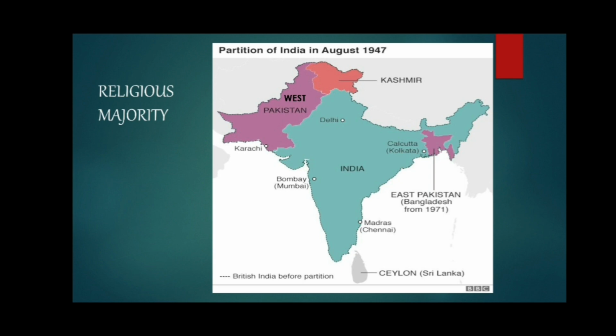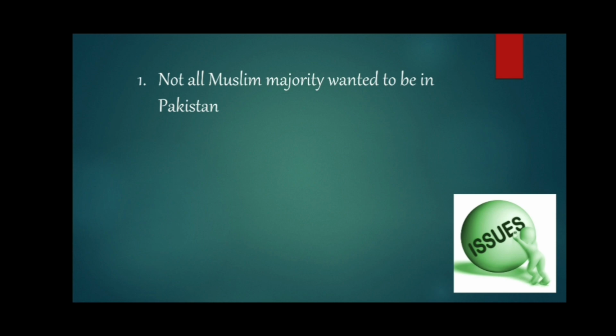This basically means that areas where the Muslims were in majority would make up the territory of Pakistan. The rest was to stay with India. Now, this idea might appear pretty simple, but it presented a lot of difficulties. First of all, not all Muslim majorities wanted to be in Pakistan. The possible reason for this could be their emotional attachment with the place in which they were born, brought up, and had lived their entire life.